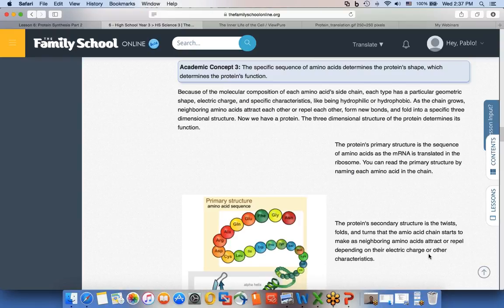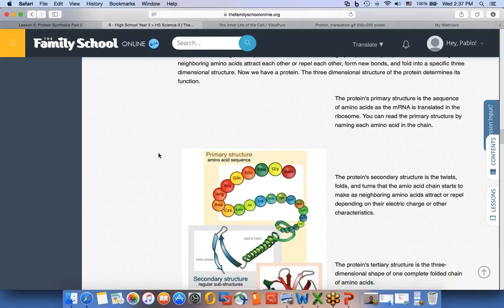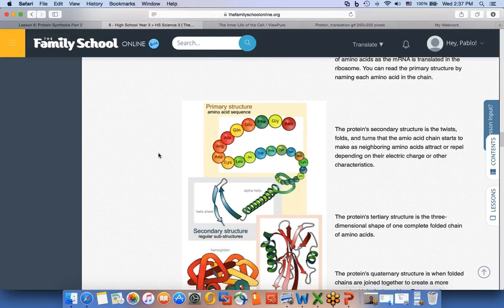All right. So this concept is really just explaining what pretty much you said, that there are different amino acids that form a protein, and the proteins can attract each other depending on the charges, if they're negative or positive.